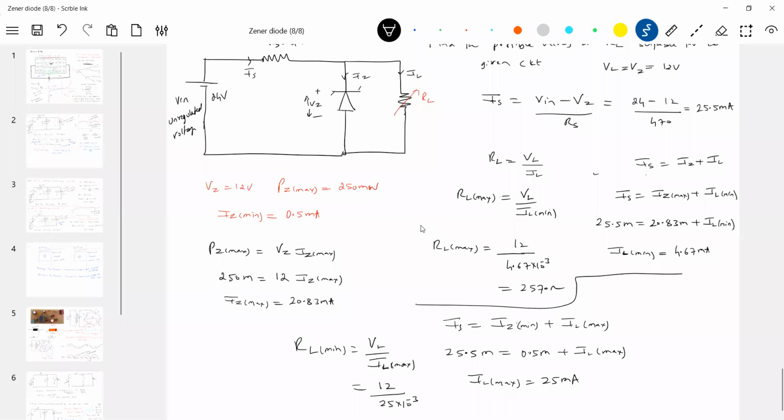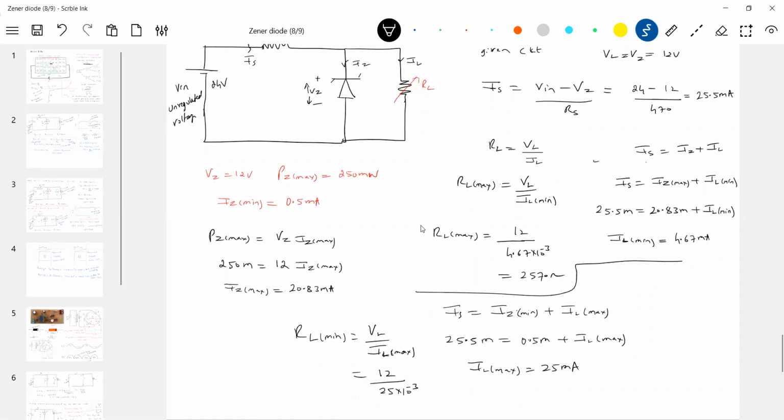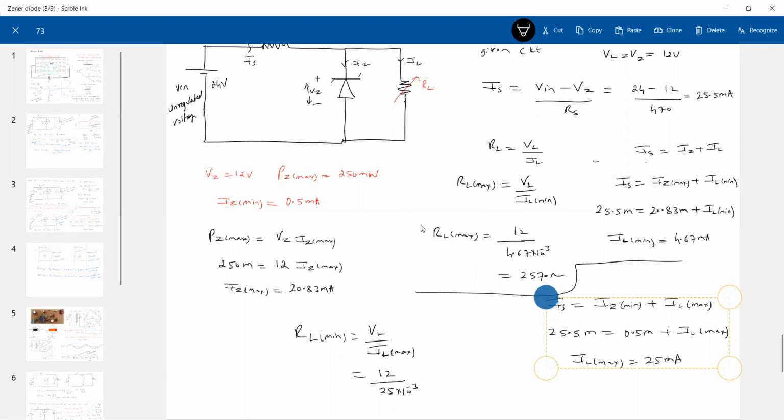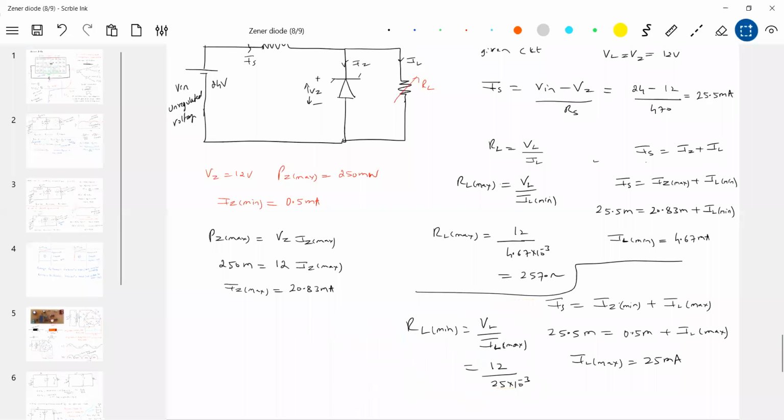Anybody value? 480. 480. Yeah. Let's push it to the corner. RL minimum is... okay. Now, what is the 480? Correct? Yeah.